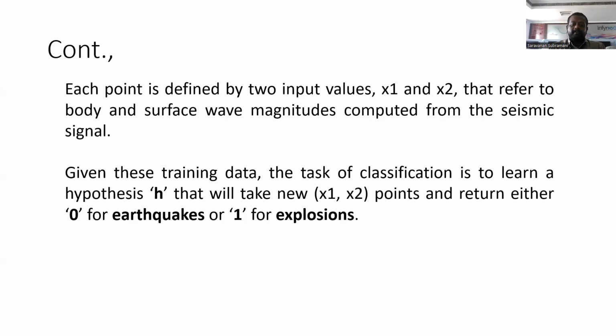Given this training data, the task of classification is to learn a hypothesis h that will take a new input, X1 comma X2 points, and return either 0 for an earthquake or 1 for an exploration. So according to this point, whether the upcoming event is an earthquake or an exploration: if the result returns the value 0, we consider it an earthquake signal. If it is 1, then we understand it is an exploration signal.